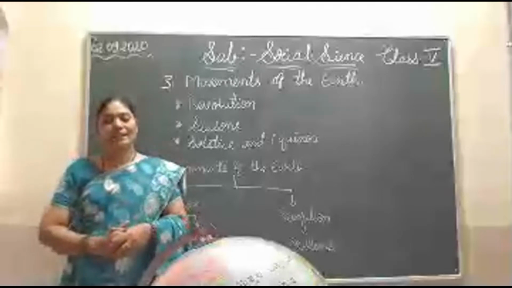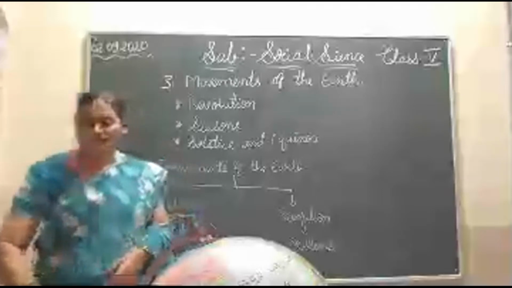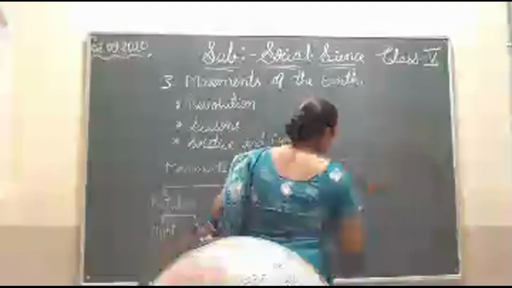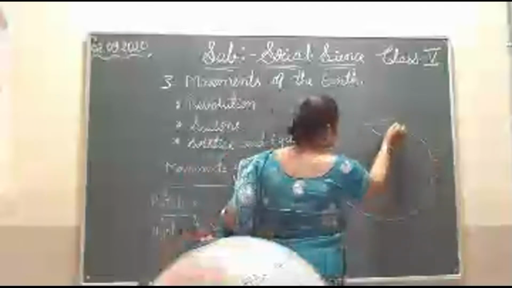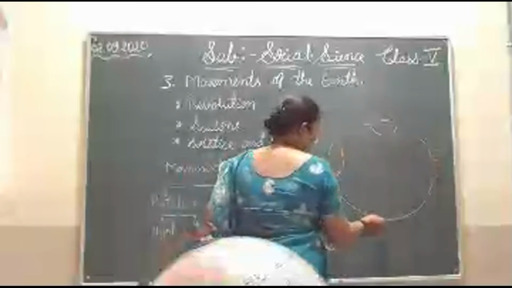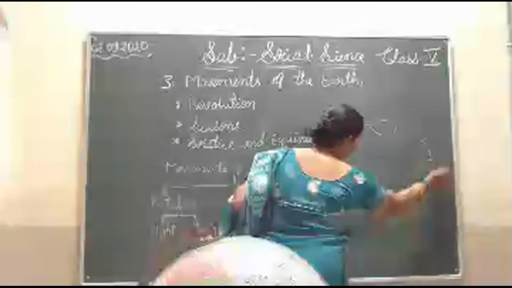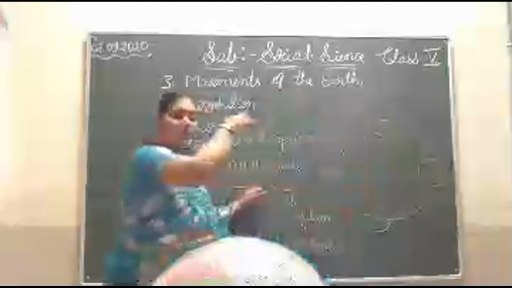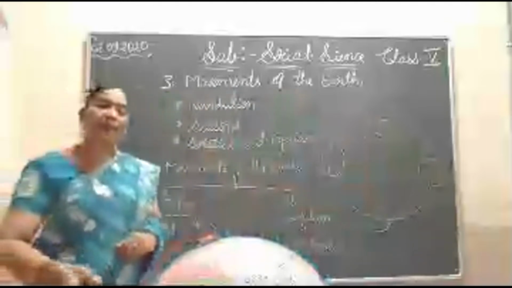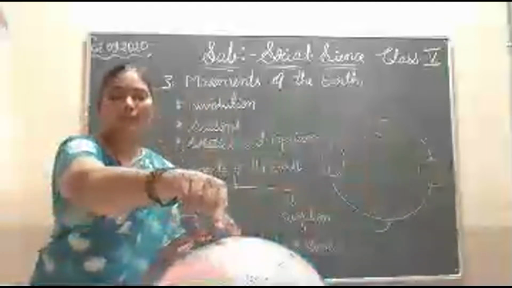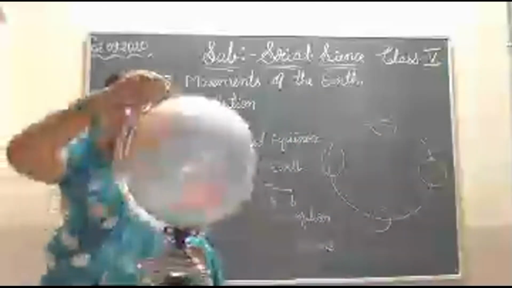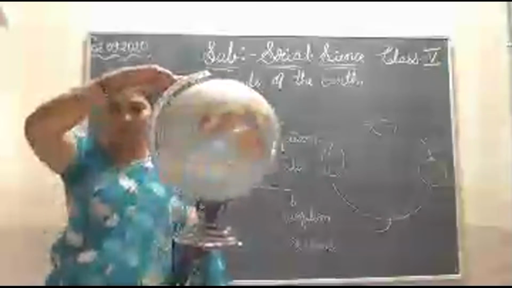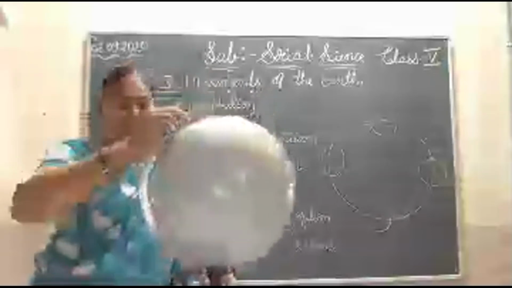Then again, we say orbit. Orbit means this circle. Here, this way, this way, this way, on that path it is moving. It is called the orbit. And here, that line is the axis. On its axis, the Earth is rotating like this, slowly.